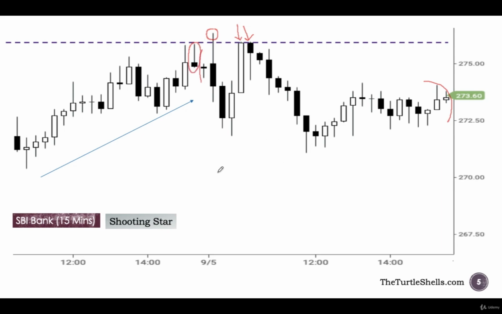Other thing to mention is that the hammer comes after a downtrend. And even if it's a short-term downtrend, that is fine. But in shooting star, it should be a long drawn uptrend. It cannot be a very small uptrend. That is an important distinguishing factor between the hammer and the shooting star. Generally, the shooting star works best when it is coming after a long uptrend as shown here. Okay?